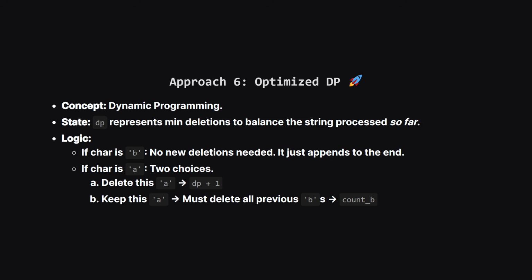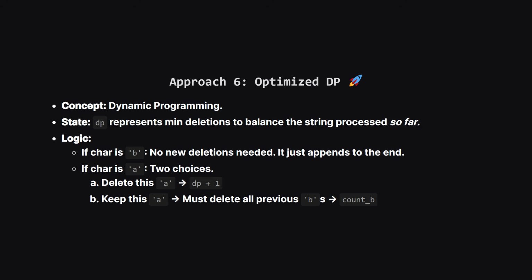Finally, let's look at the optimized DP approach. This is often the preferred solution in interviews because it's efficient and shows you understand dynamic programming. The idea is simple. As we walk through the string, we maintain a value DP which tells us the minimum deletions needed for the part of the string we've seen so far. If we see a B, great, it can go at the end without issues. But if we see an A, we have a dilemma.